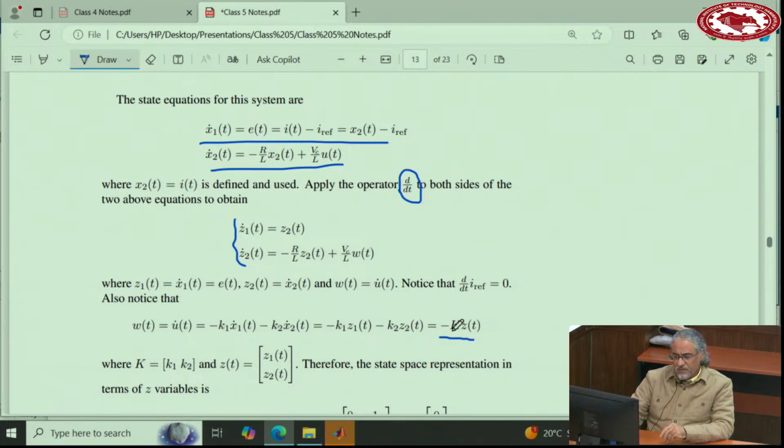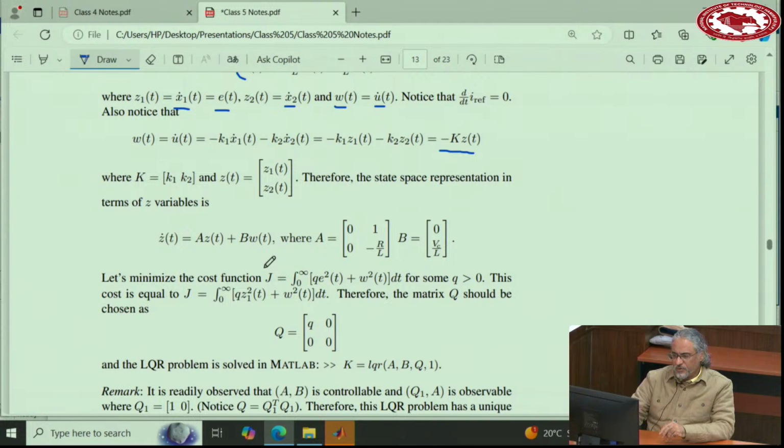And more importantly, the first variable Z1, which is derivative of X1, is equal to tracking error. We proved that before, but here it is also clear. And Z2 is derivative of X2, where X2 is the current. So rate of change of variation of current. And W is rate of change of variation of the modulation index.